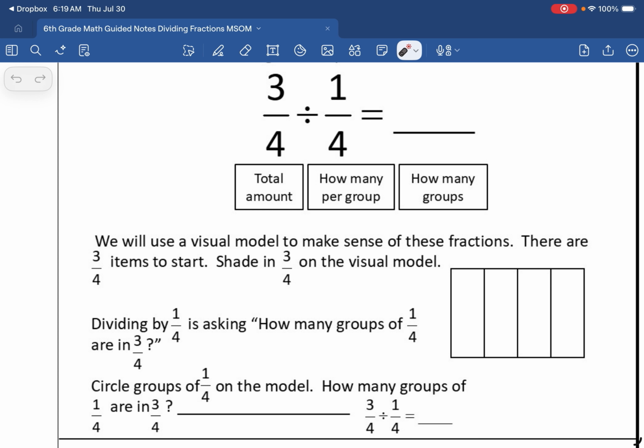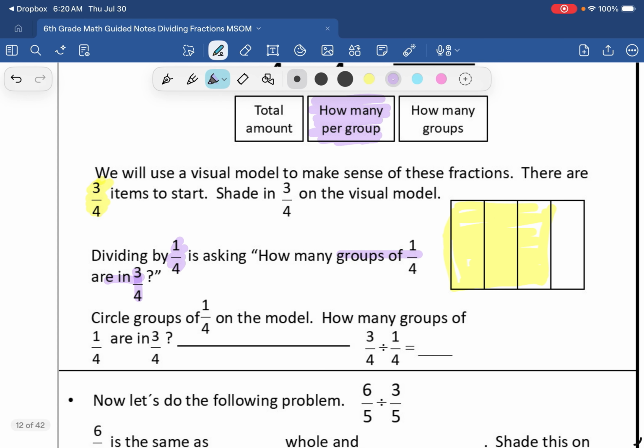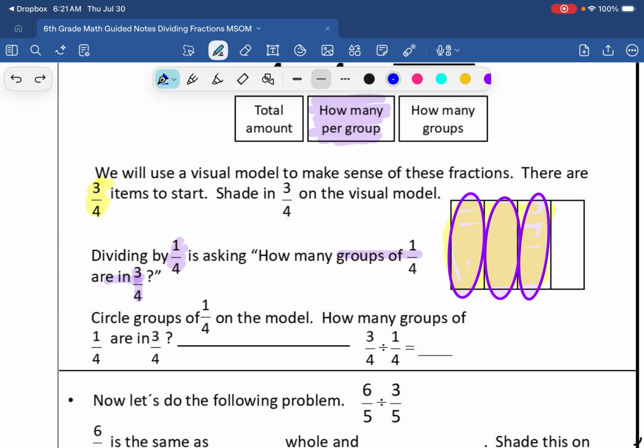There are 3/4 items to start, so we are going to shade in 3/4. Dividing by 1/4 is asking how many per group. So how many groups of 1/4 are in 3/4? So let's circle groups of 1/4 on the model. Here's one group of 1/4, here's another group of 1/4, and one more group of 1/4. So there are 3 groups of 1/4 on the model. Therefore, 3/4 divided by 1/4 equals 3.